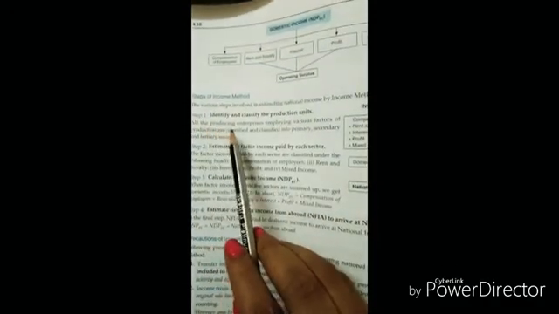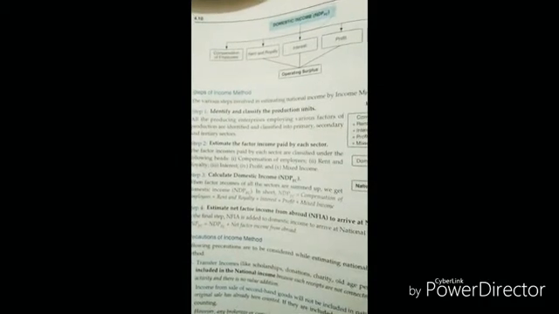Now let us see the steps of the income method. Though you have studied the steps, the same we are going to see here. Identify and classify the production units. First of all, the producing enterprises with various factors of production are identified and classified into primary, secondary and tertiary sector. Okay, then what? Estimate the factor income paid by each sector.